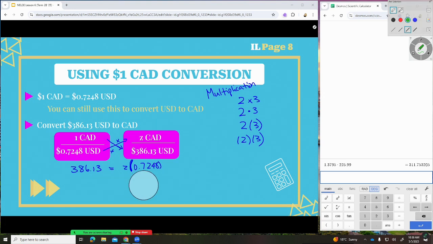So let's multiply. Can we multiply Z times 0.7248? Well, we can't because we don't know what Z is. So we're going to have to get Z by itself. We want to isolate it so we can find out what it is. In order to isolate it, we have to get rid of that times 0.7248. To get rid of it, we are going to do the opposite operation and divide it out. When we divide it out, we are eliminating it.